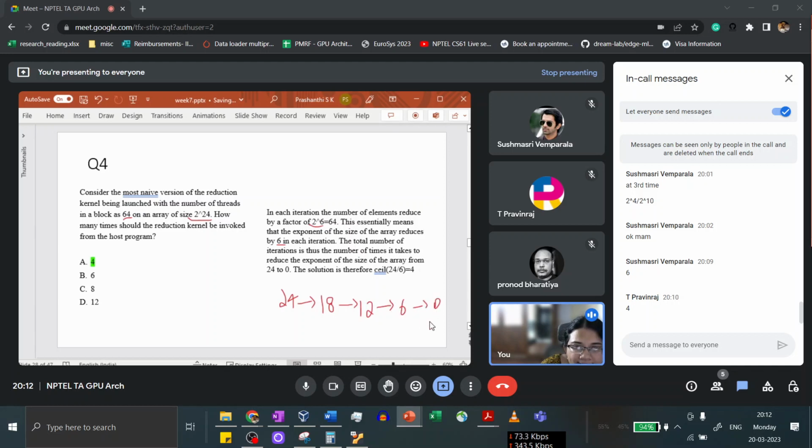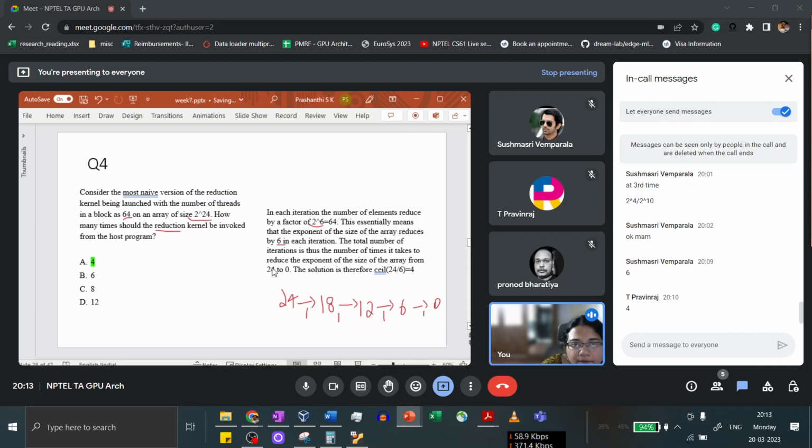So 2 power 0 is 1, which means that the size of the array is now 1, which is what a reduction does, right? It takes an array and reduces it to a single element. So how many iterations did this take? 1, 2, 3 and 4, right?